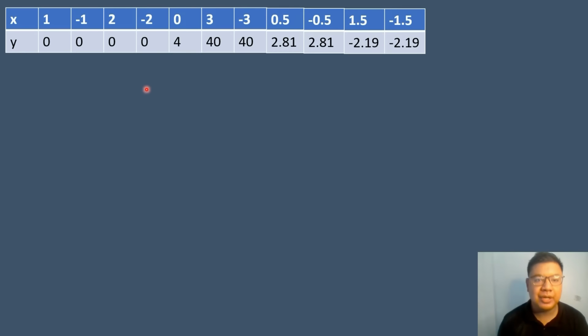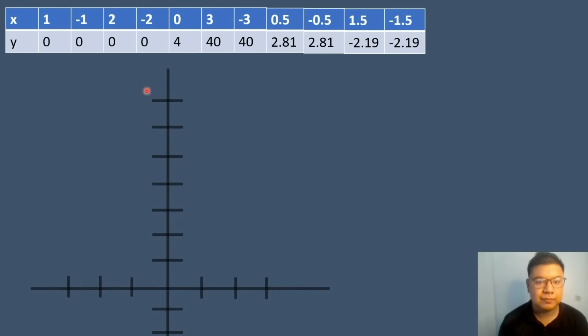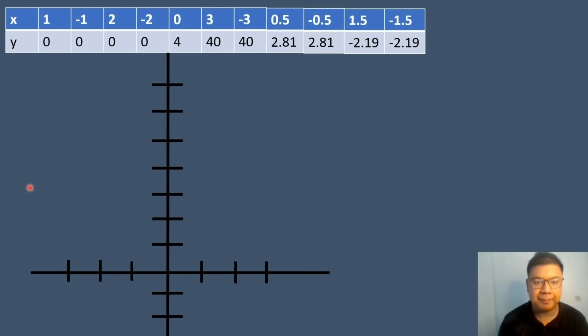So after we have constructed the table of values, we will now sketch the graph of the polynomial function using the table of values. So we have the Cartesian coordinate plane, and we will plot the points on it. So we have (1, 0), (negative 1, 0), (2, 0), and (negative 2, 0), which are located on our x-axis because these are the values of the x-intercepts. And then we have (0, 4) as the value of our y-intercept, which is located on our y-axis.